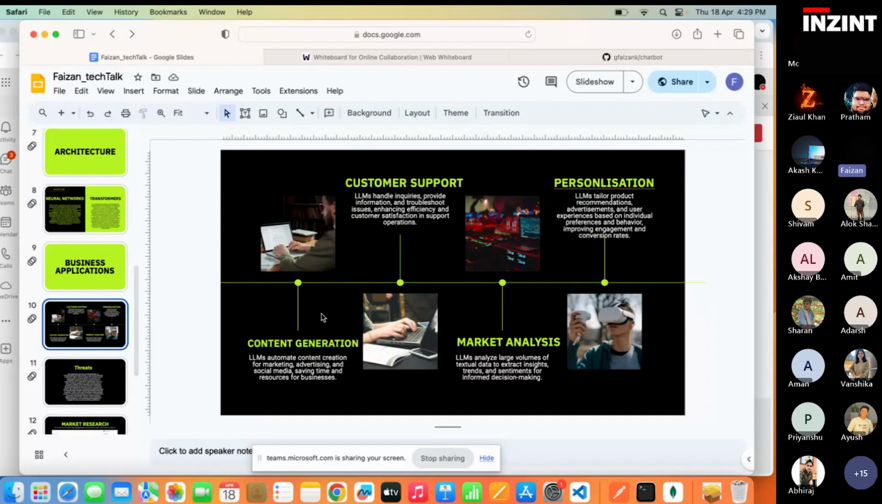So for any brand that wants to grow their identity across platforms, they can leverage the power of LLMs and get it done. Furthermore, they enable businesses to scale their content creation efforts without compromising quality. Exactly. So allowing for more frequent, diverse content updates.